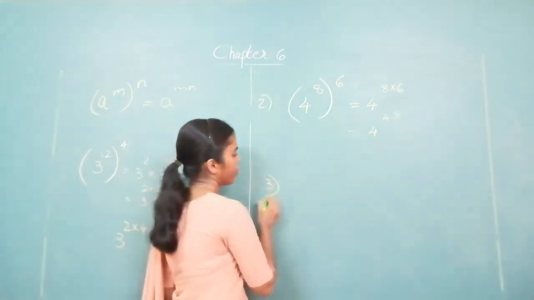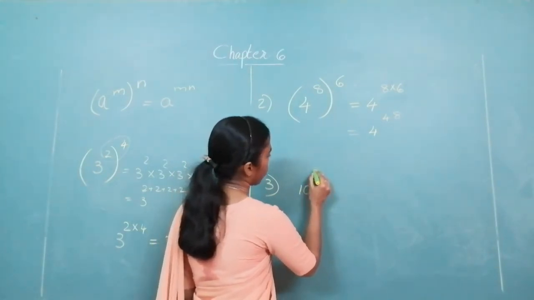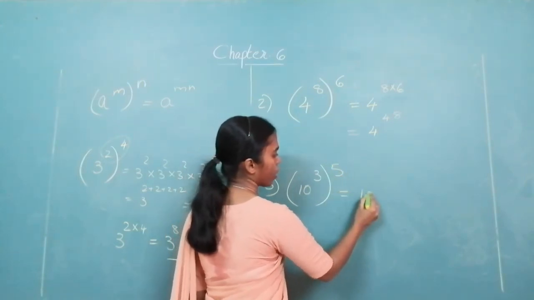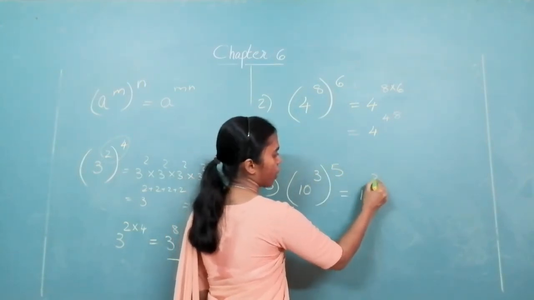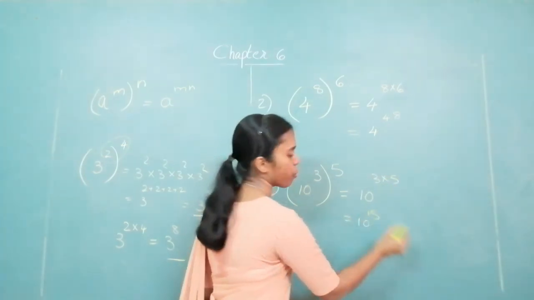Suppose I have (10 raised to 3) raised to 5. How do I get the answer? 10 raised to, multiply the indices, 3 into 5, that is equal to 10 raised to 15.